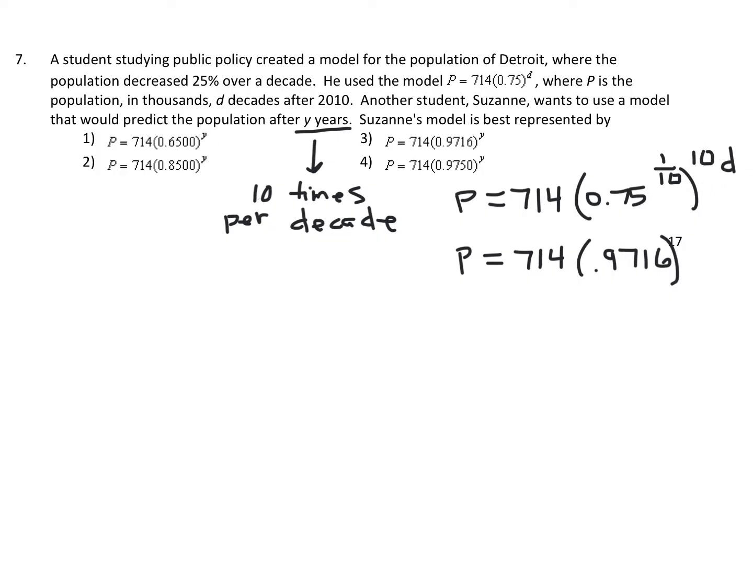Now, let's think about what 10d means. 10d means 10 times per decade. Okay, that's how we say that, 10 times per decade. Well, what did we say happens 10 times per decade? Doesn't a year happen 10 times per decade? So we're going to change that to a y. All right, so what choice is that? Choice 3.